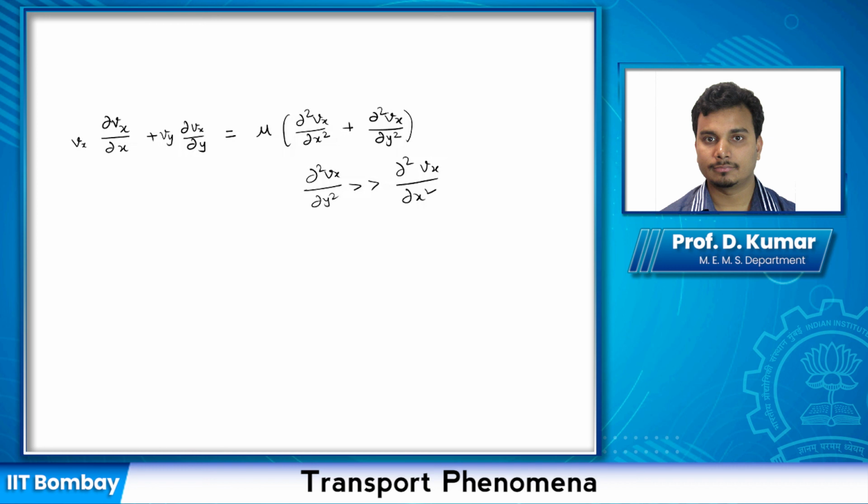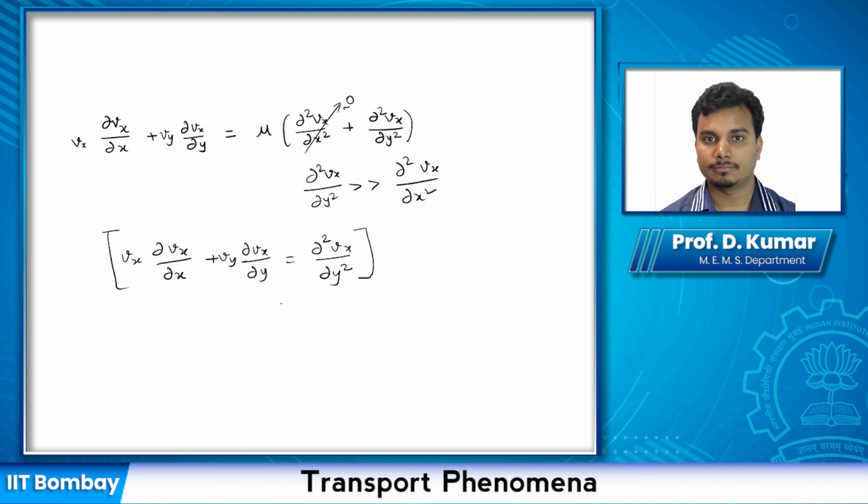So what essentially this means is that we can ignore this term. This is almost equal to 0. So you will have Vx ∂Vx/∂x plus Vy ∂Vx/∂y equals ν ∂²Vx/∂y². So this is the equation you would like to solve.